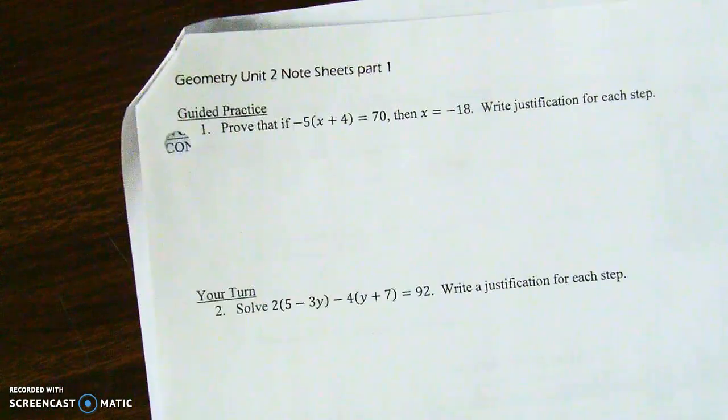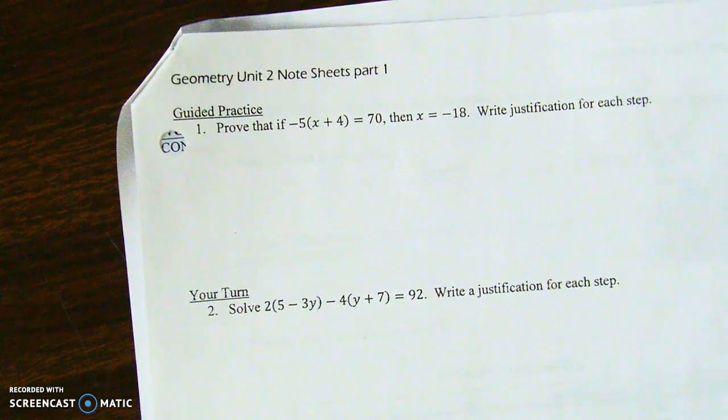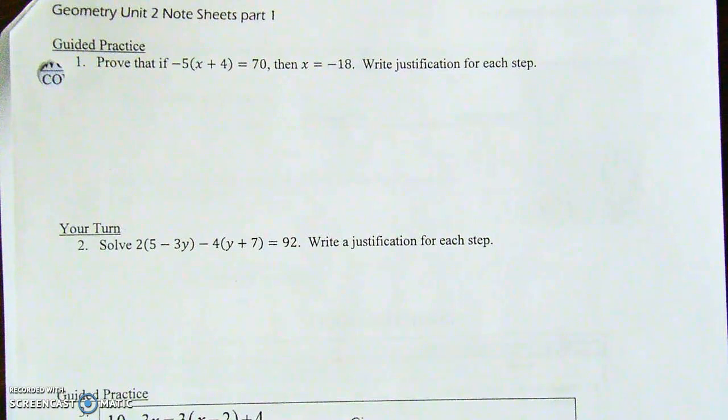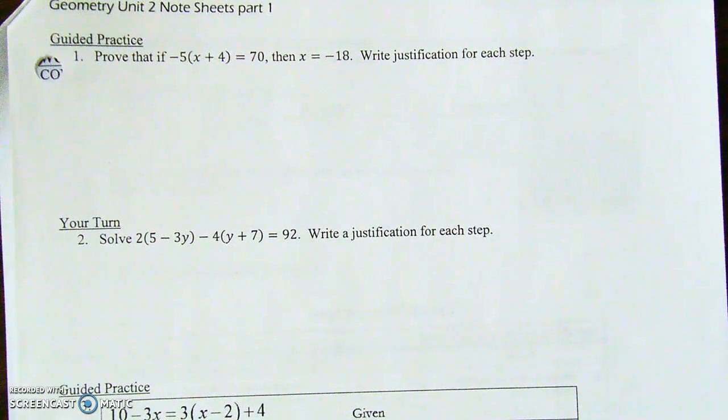Here we have a scenario, and I'm not sure if I'm going to get through all these before the 15 minutes comes up, but we're going to try. So prove that if negative 5x plus 4 equals 70, then x equals negative 18. Justify each step.